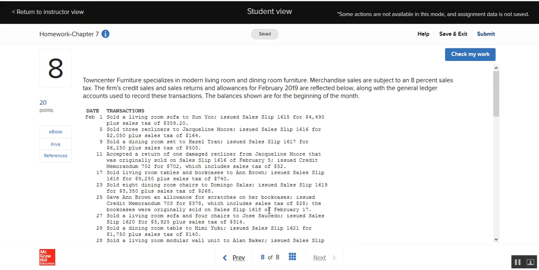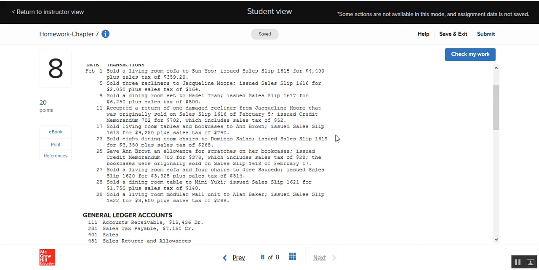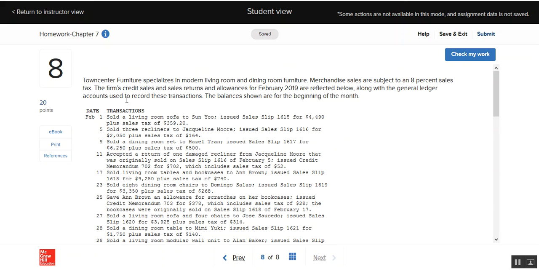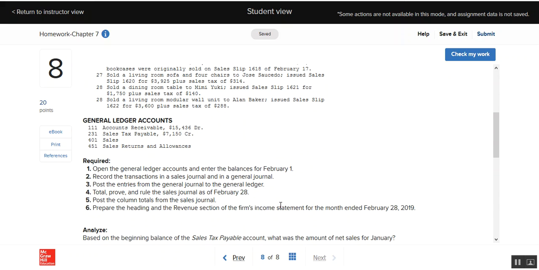So we've got Town Center Furniture specializes in modern living room furniture and dining room furniture. They have 8% sales tax. They've got some sales returns and allowances. And we'll have some general ledger accounts, and we've got all these transactions. All right, so it says open the general ledger accounts and enter the balances for February 1st. So we've got here's their 4 general ledger accounts, and 2 of them already have a balance.